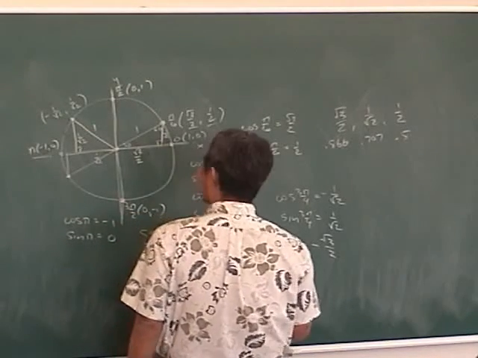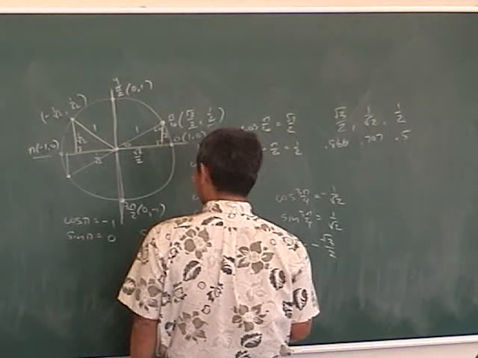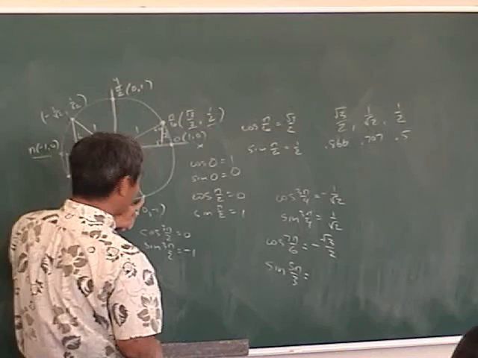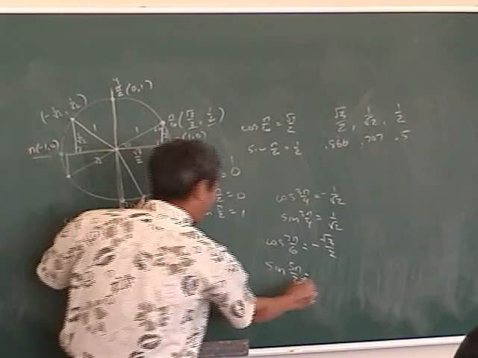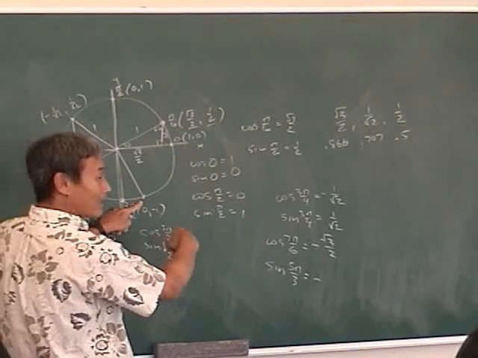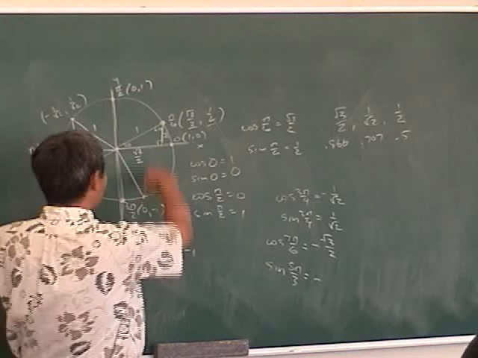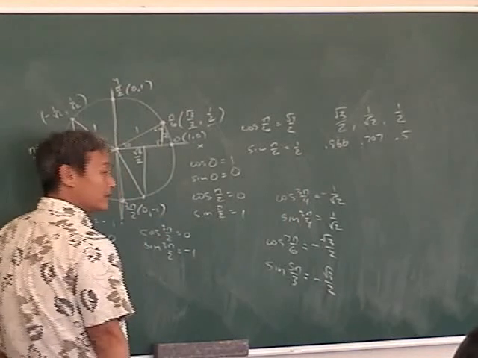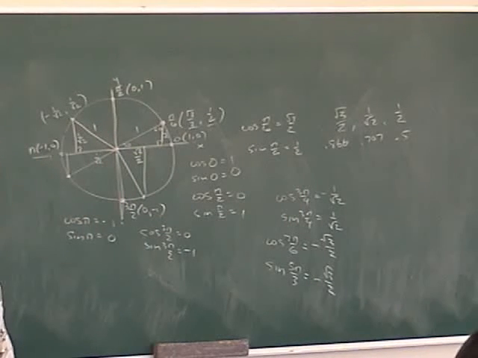Okay, so here, let's do another one. What is the sine of 5 pi over 3? Where is 5 pi over 3? 5 pi over 3 is right there. Sine is the y coordinate of that point. Is the y coordinate of that point positive or negative? It's negative because it's below the x-axis, right? And how much do I have to come down? Small, medium, or large? Large! So it's negative root 3 over 2. Are we catching on?